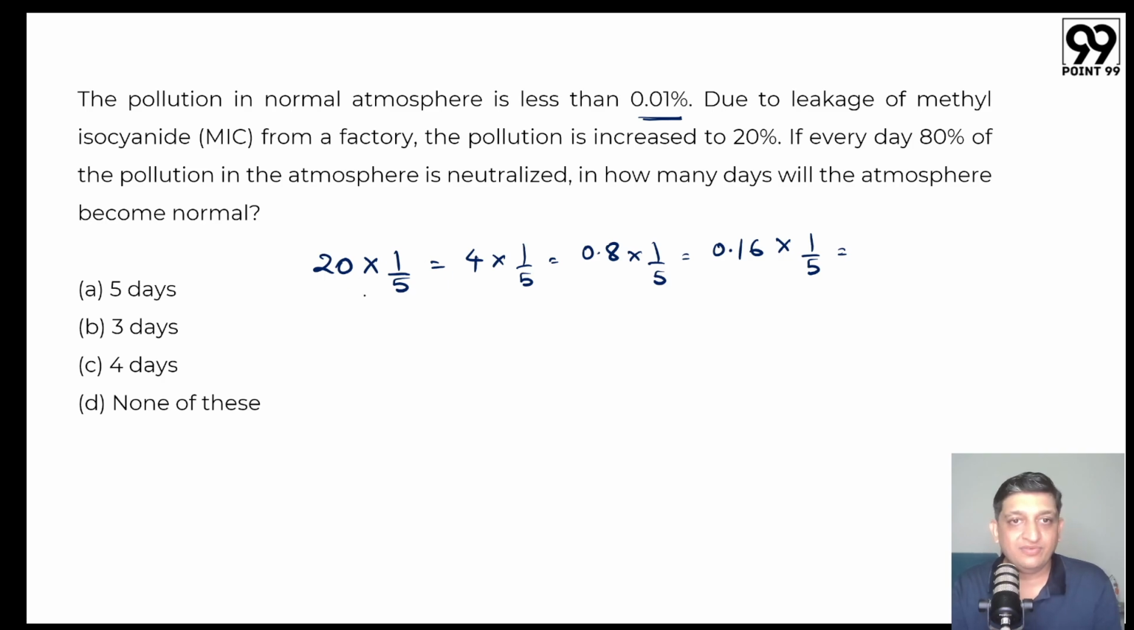So at the end of day 1, we were here. At the end of day 2, we got this. At the end of day 3, we got this. At the end of day 4, we are going to get 0.032. But it is still more than 0.01%. That is what we have here.